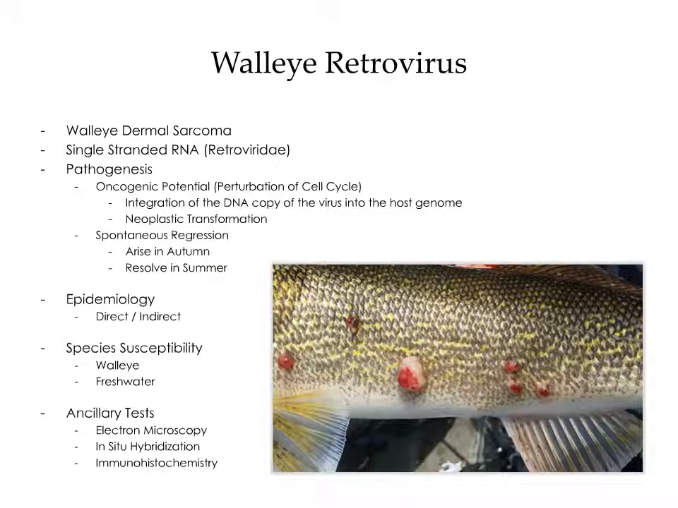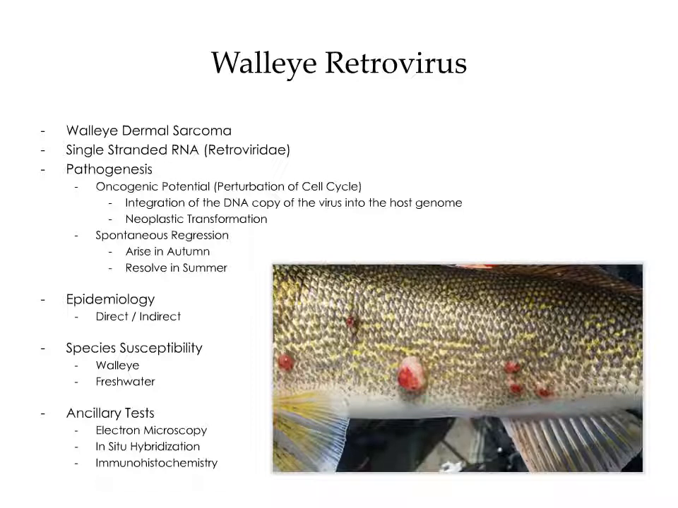The walleye retrovirus is responsible for the condition known as walleye dermal sarcoma. This is a single-stranded RNA virus of the family Retroviridae. The virus has oncogenic potential by causing perturbations of the cell cycle. It integrates a DNA copy of itself into the host genome, thus causing neoplastic transformation. The tumors will regress spontaneously. They typically arise in the autumn and resolve in the summer.